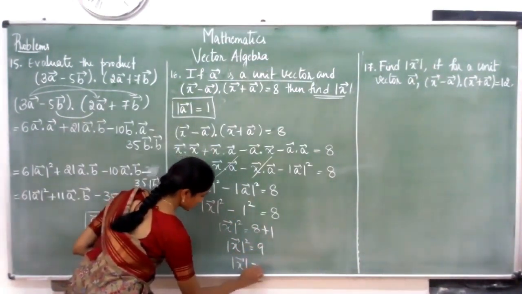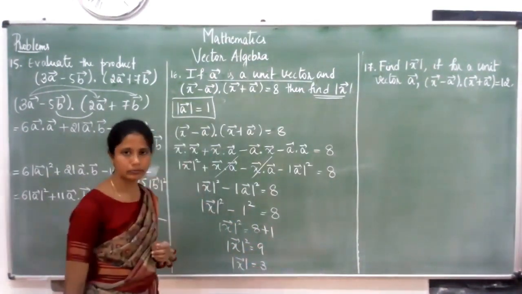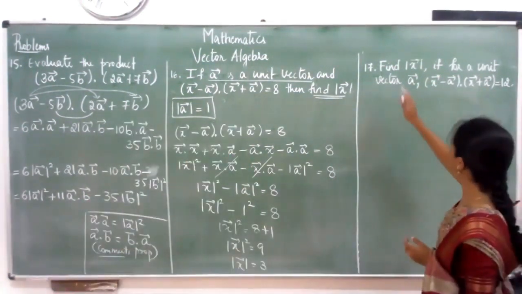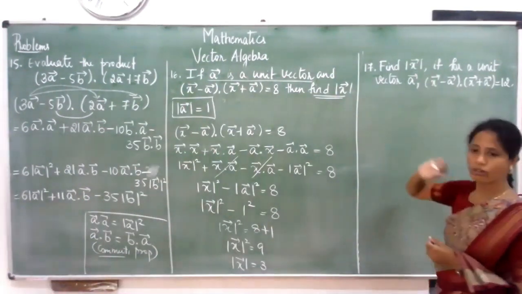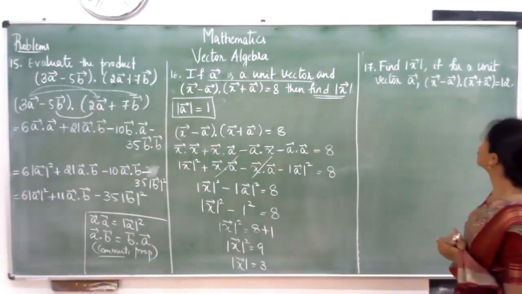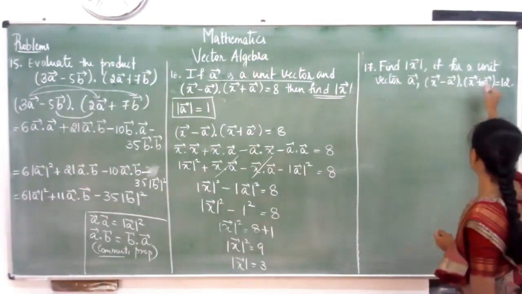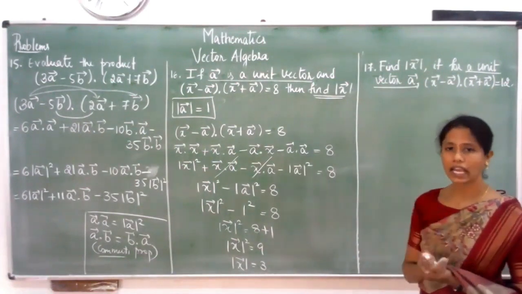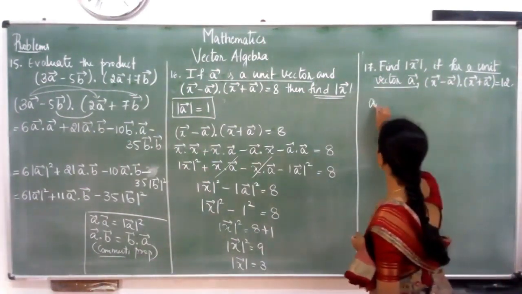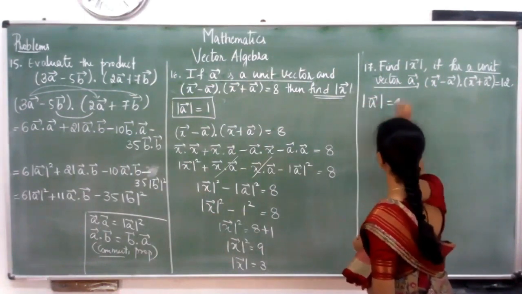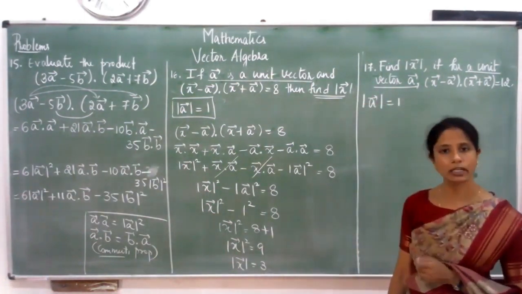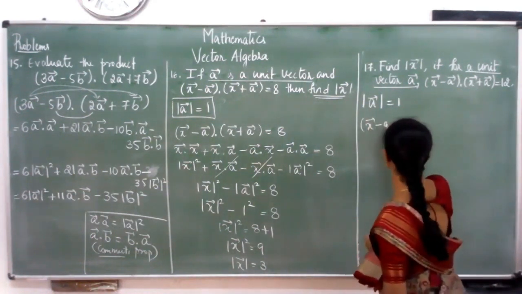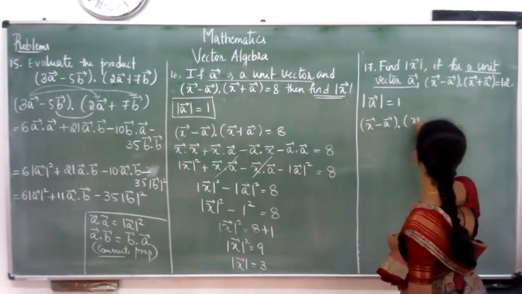Therefore magnitude of vector x is equal to 3. Okay, understood? So the next problem here, find the magnitude of vector x. Same thing. If for a unit vector, again they have given for what kind of a vector? For a unit vector a. So again vector a is a unit vector, hence the magnitude of vector a is equal to 1. So again they have given the same procedure you should follow for this problem also.